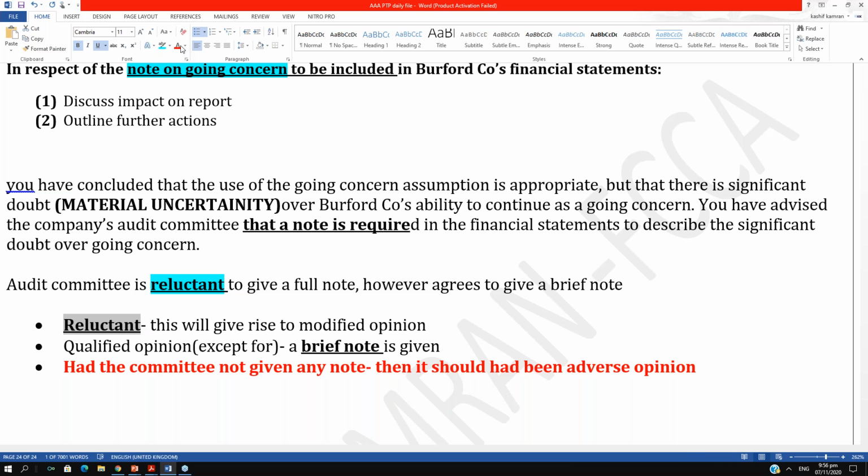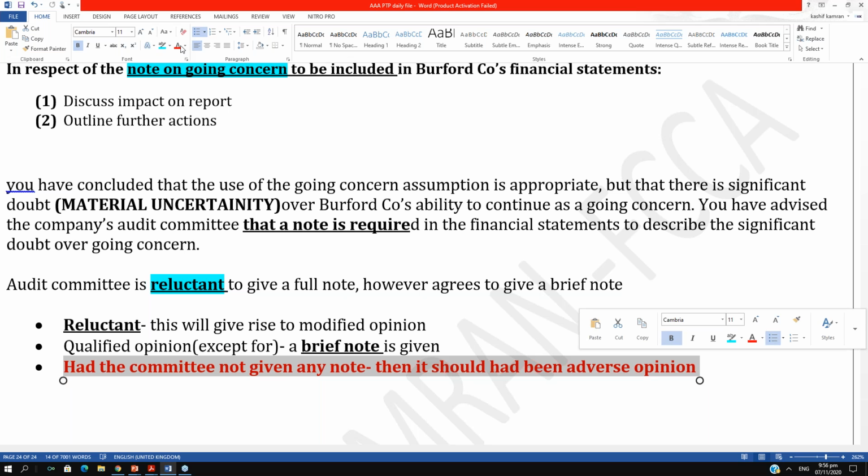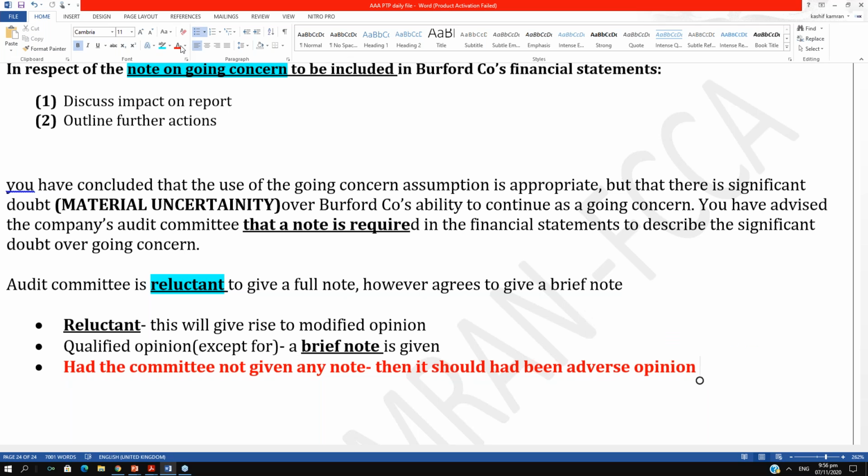Look at my third bullet. This is just for the knowledge, right? Don't write it in the answer. This is just for the knowledge. So, impact on the report. When the examiner is asking for impact on report, will I just tell the opinion, or will I also tell that the qualified opinion will lead to a modified report? The qualified opinion will lead to a modified report.